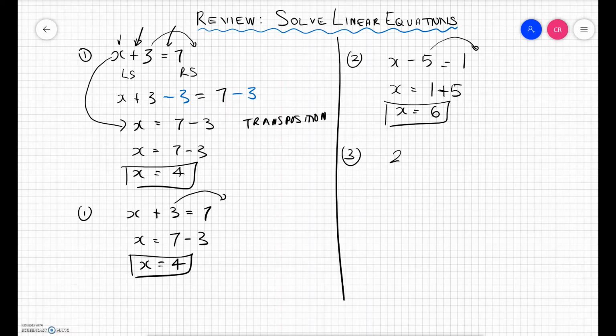Let's look at number 3. Number 3 says 2x equals 10. Now, we can't move the 2 over because all of this is just one term. So that wouldn't help us at all. If we move this over, we'd get 0 equals 10 minus 2x. That doesn't take us any closer to the solution. So what we have to do this time is to divide both sides by 2. Now we end up with x equals 10 divided by 2, or 5.